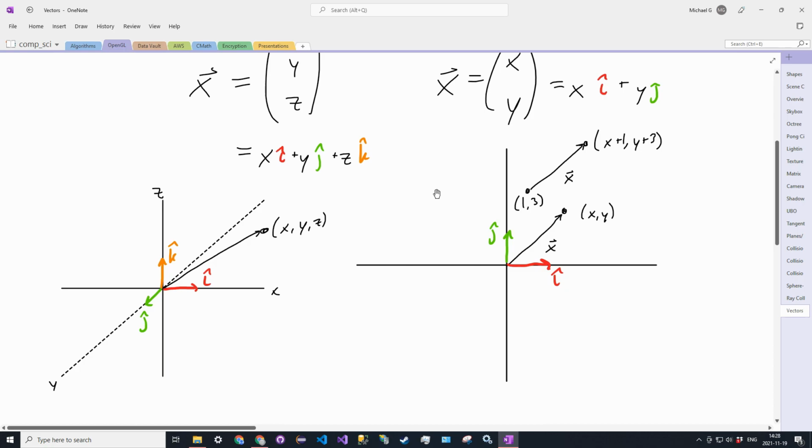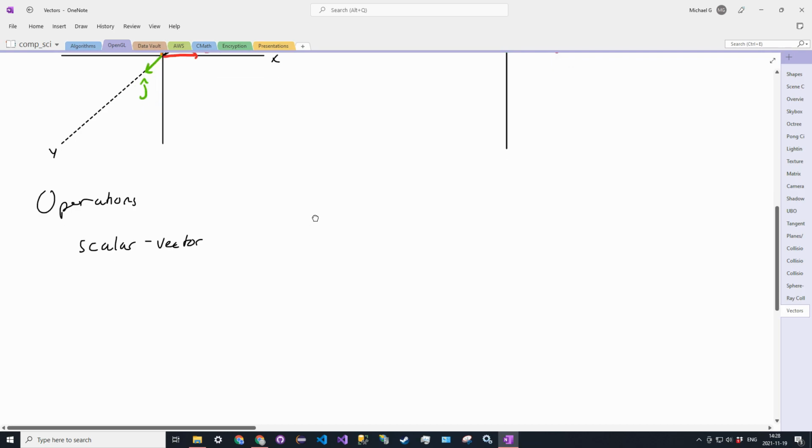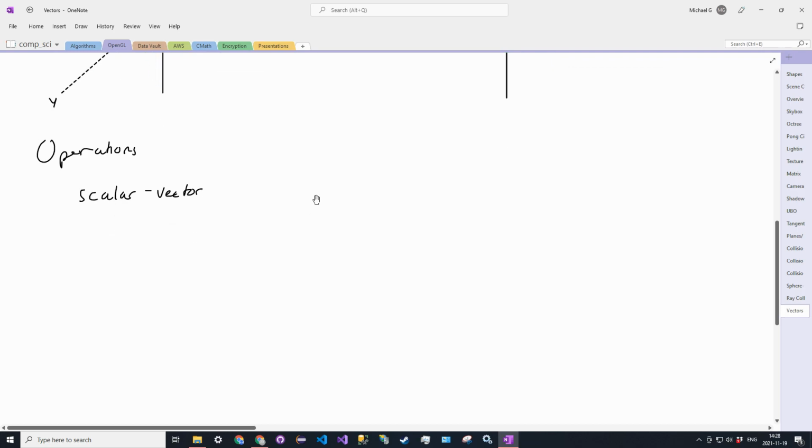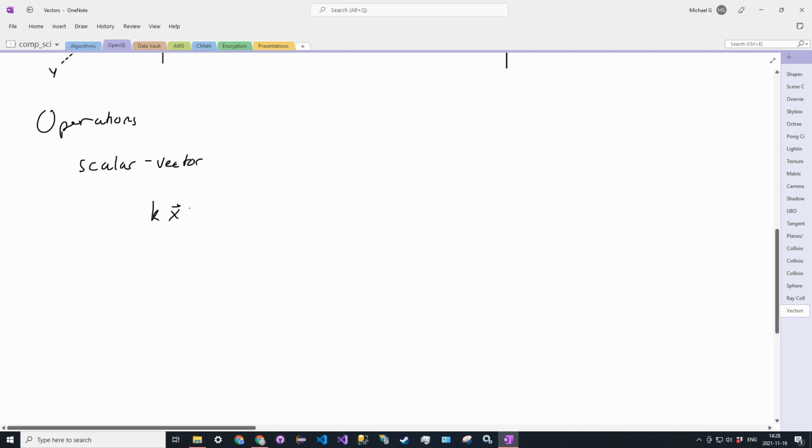Now we're going to talk about what you can actually do with vectors. We're going to start with the scalar-vector operations. For scalar-vector multiplication, you're simply applying the operation to all the elements. So if we had k times x, using the x up here in 3D space, this would just become kx, ky, and kz.